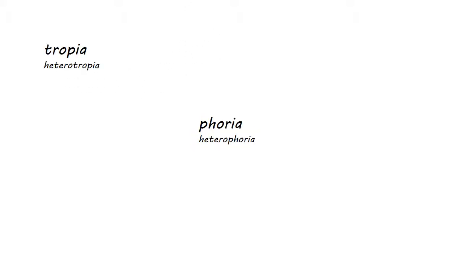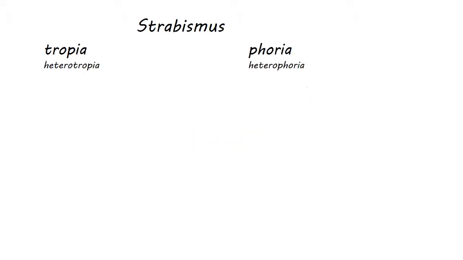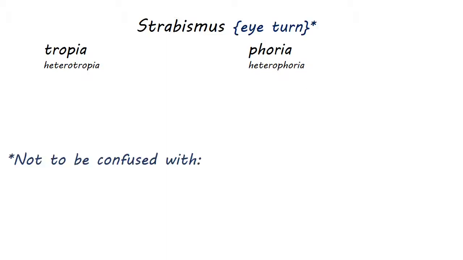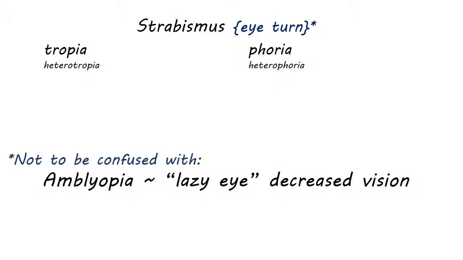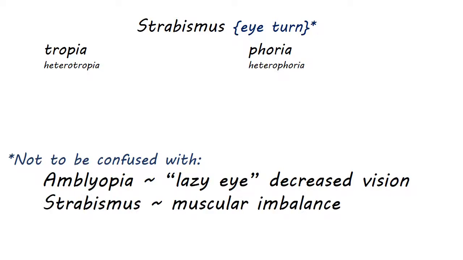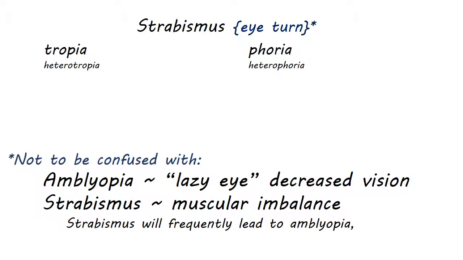Tropias, or heterotropias, and phorias, or heterophorias, are both examples of strabismus. Strabismus is an eye turn. Don't confuse an eye turn with amblyopia, which is a lazy eye. Lazy in the term lazy eye refers to the vision. It means that the opposite eye has a much better visual acuity, and this eye is lazy because it isn't pulling its own weight. The other eye is doing all the work.